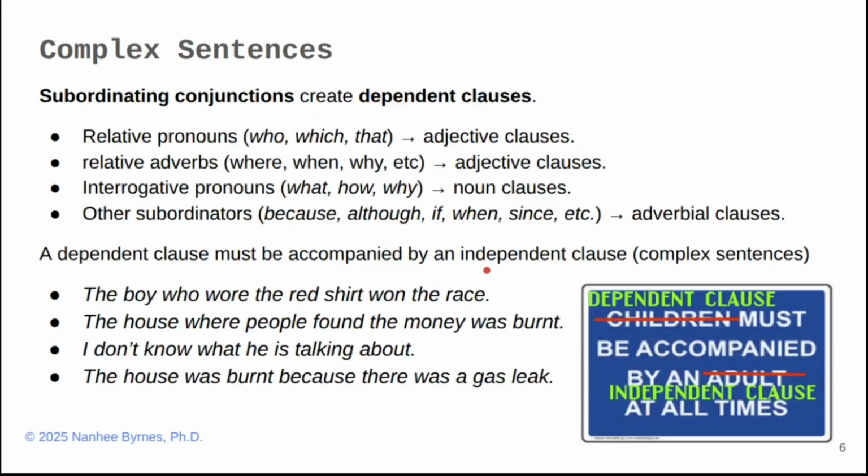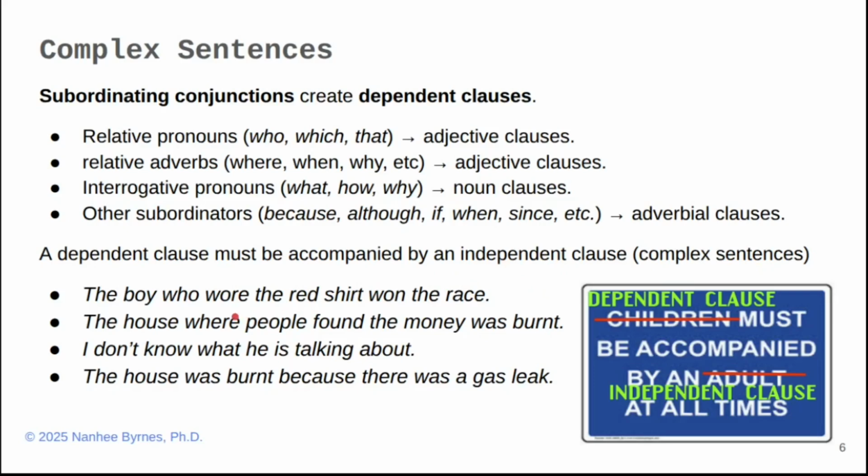Building complex sentences with subordinating conjunctions. Subordinating conjunctions create dependent clauses. These include relative pronouns: who, which, that. They introduce adjective clauses. Interrogative pronouns: what, how, why. They introduce noun clauses. Other subordinators: because, although, if, when, since, etc. They introduce adverbial clauses. A dependent clause cannot stand alone because it doesn't express a complete thought. When you join one independent clause with one dependent clause, you create a complex sentence.